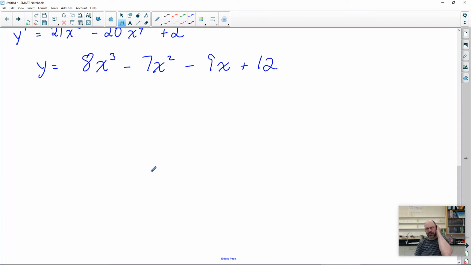Okay, if we're going to do this one, this time we're going to do it without writing it out in front, just kind of working it out. Okay, y prime equals 3 times 8, 24, x, 3 minus 1, 2. Minus 2 times 7, negative 14, x. Minus 9 times 1 is 9, and 1 minus 1 is 0, so that's going to be there, plus 0. And there's your whole derivative.